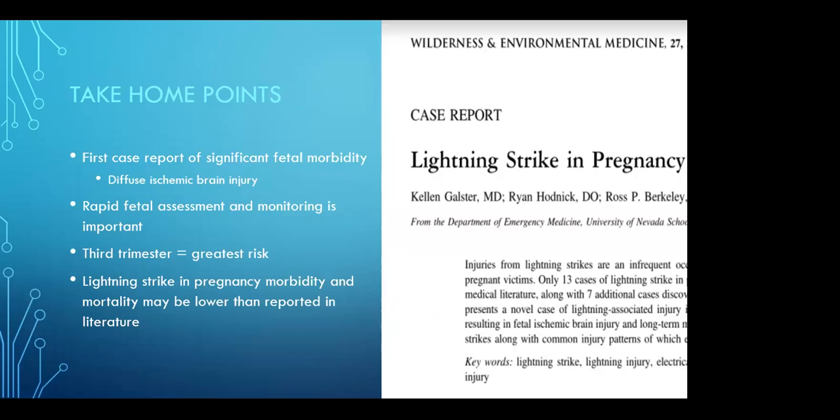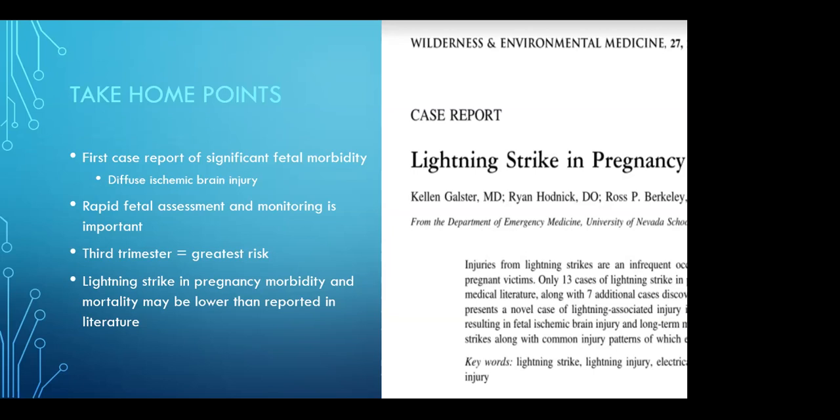So this is my summary of some of the important take-home points of this article. Obviously, this is a one-of-a-kind case report. It's the first case of a significant fetal morbidity being diffuse ischemic brain injury. I think they want to make known the importance of rapid fetal assessment and monitoring, given the clear risk to the unborn fetus. And then this is also supported by our WMS guidelines that pregnant women are high risk and should be evacuated immediately and get screened and all of that.